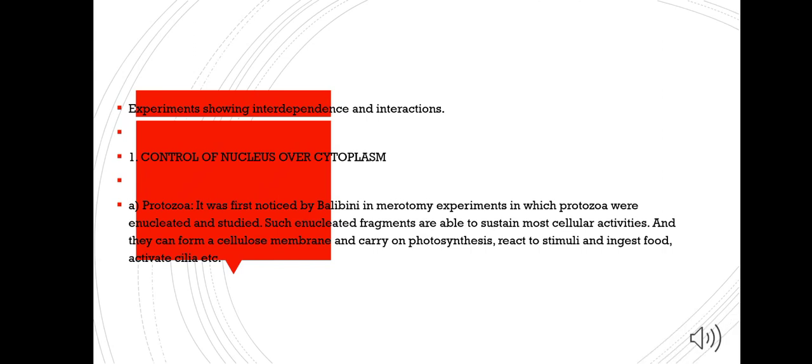First, protozoa. It was first noticed by Balbiani in merotomy experiments in which protozoa were enucleated and sectioned. Such enucleated fragments are able to sustain most cellular activities and they can form a cellulose membrane and carry out photosynthesis, react to stimuli and ingest food. Active cilia extract.